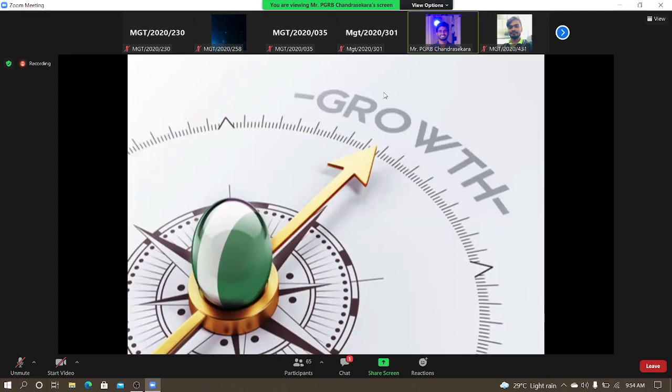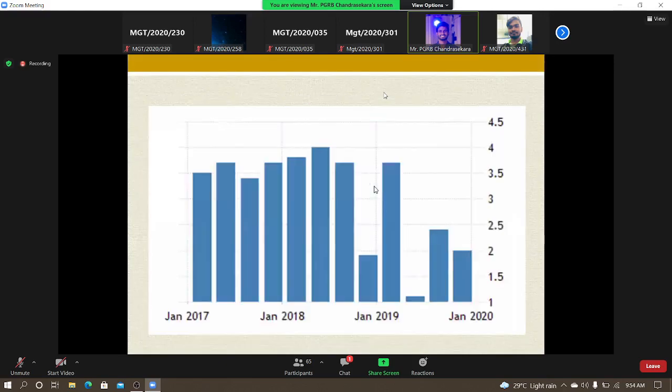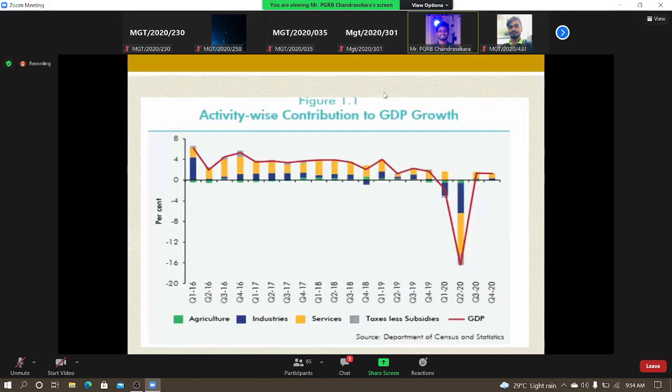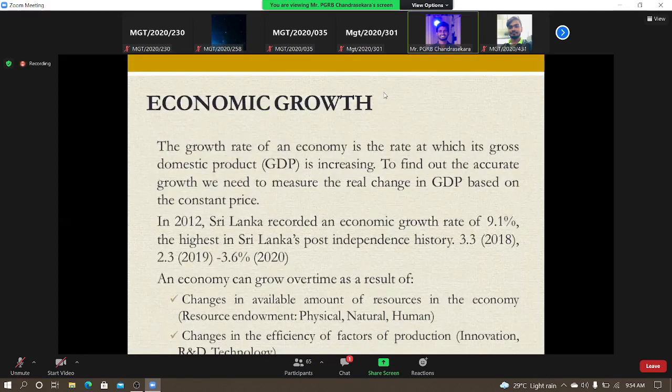Economic growth. We may be able to talk about this; there are some small topics. In simple terms, economic growth of an economy means the increasing of gross domestic product.